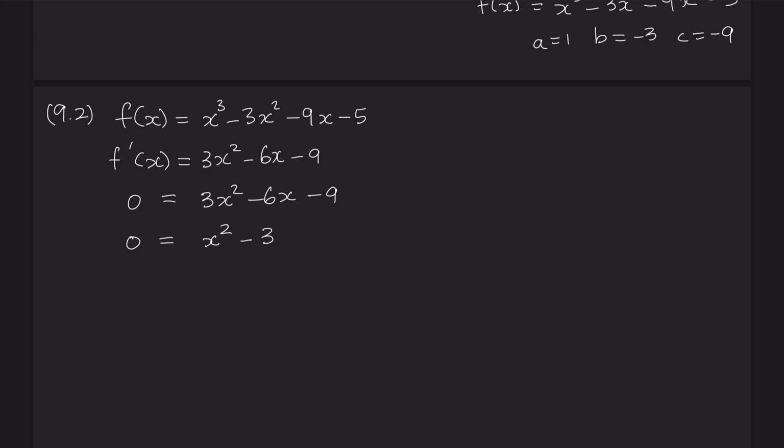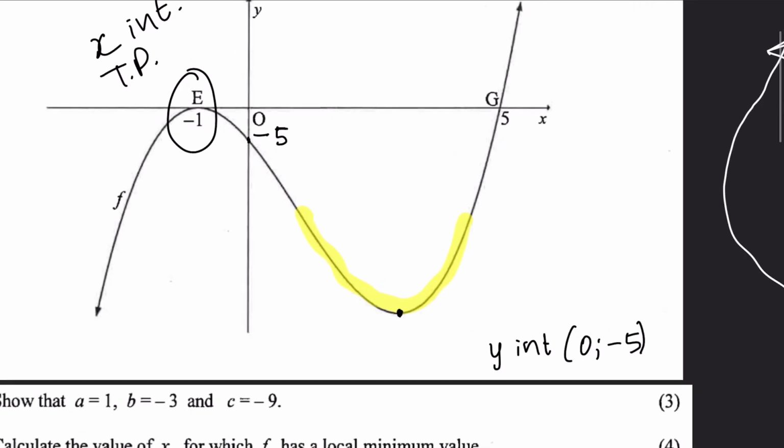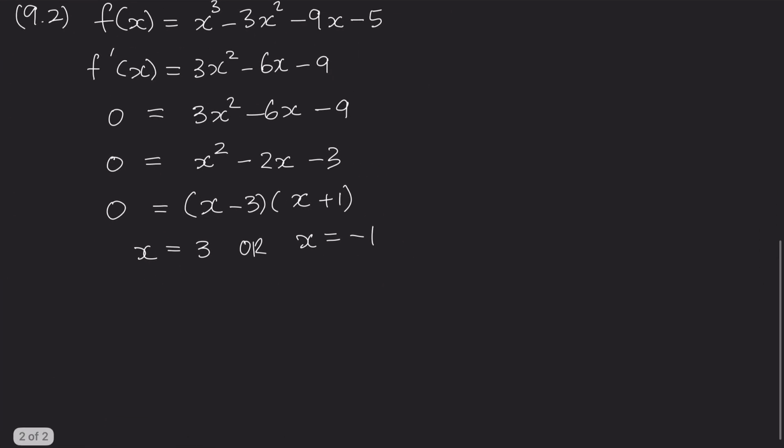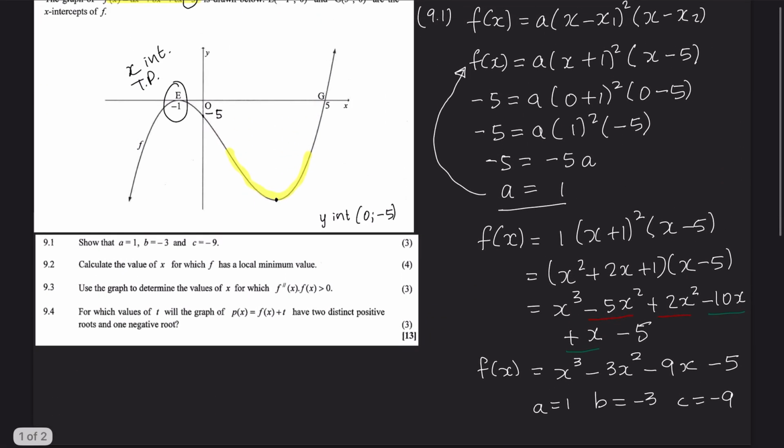We can factorize: x minus 3, x plus 1. That means x is equal to 3 or x is equal to minus 1. We know that minus 1 will give us a maximum, therefore 3 will give us a minimum. So therefore x equals 3. Okay, so let's just input that on our graph now. So this point right here, x is equal to 3.